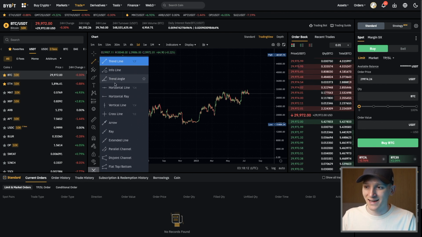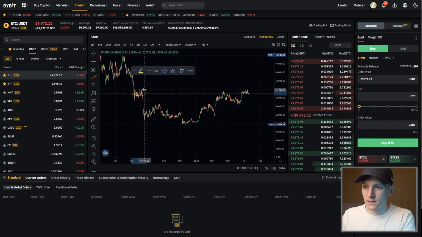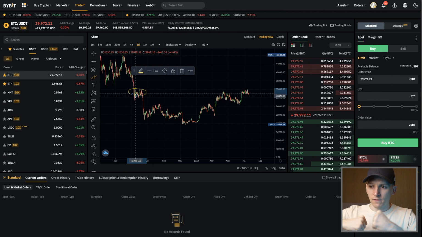So what we're going to do is click a horizontal ray, and then we're going to search for areas on the chart where the price has been rejected from many times. So what we can see here is that this price level seems to be a level where traders kind of fought a battle, and you know, that's an important price level. So that's important for me.